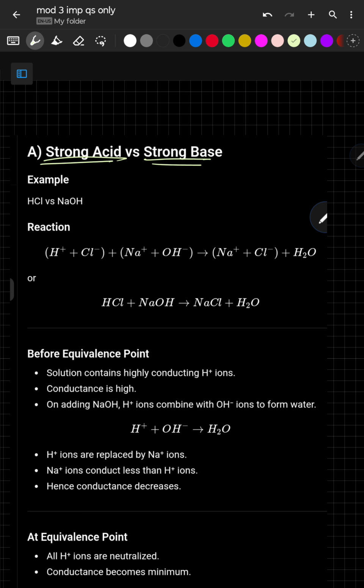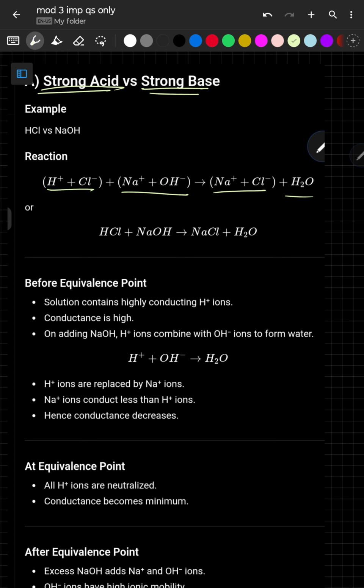So, HCl versus NaOH. Okay, this much you got an idea. HCl I'm writing as H plus Cl minus, NaOH as Na plus OH minus. After the reaction takes place, after titration, say NaOH we're adding, NaCl and H2O are formed. Before reaching the equivalence point, the HCl solution contains highly conducting H plus ions, so the conductance is high.